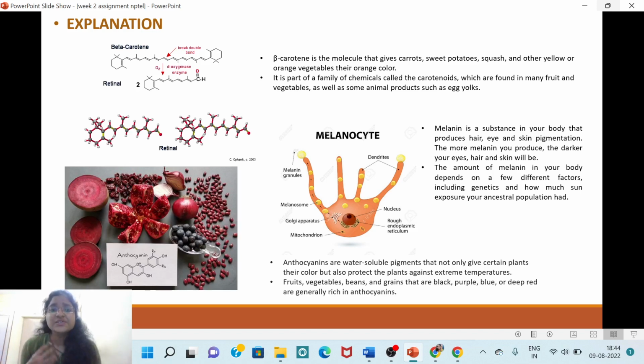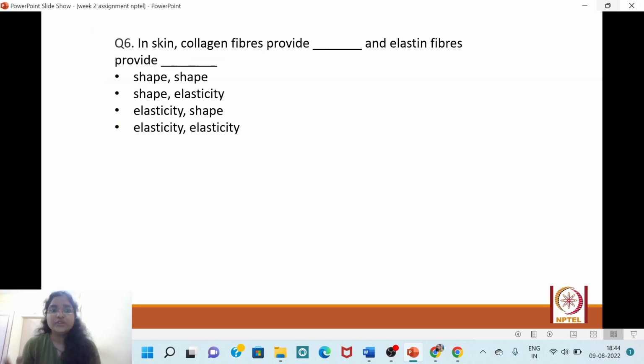Okay, so anthocyanins are water soluble pigments that not only give certain plants their color, like we can see here, carrots, berries, right, beetroots, they have anthocyanin in them, but also protect the plants against extreme temperatures. So fruits, vegetables, beans, grains that are black or purple or deep red in color are rich in anthocyanins, right? So anthocyanin, carotene, and melanin, all of them are natural pigments, whereas Prussian blue is just a color, it is not a natural pigment. Moving on to the next question.